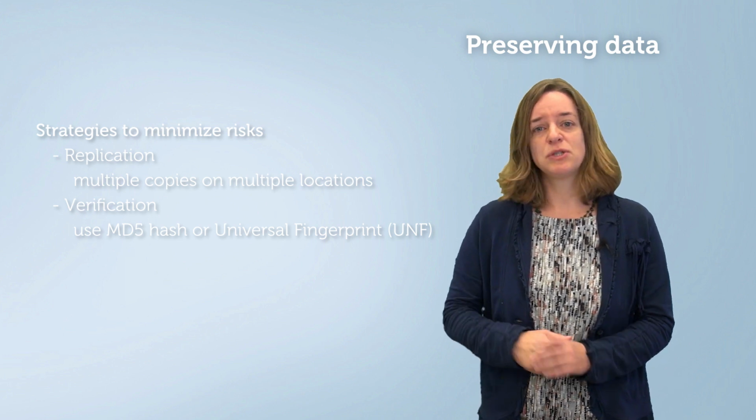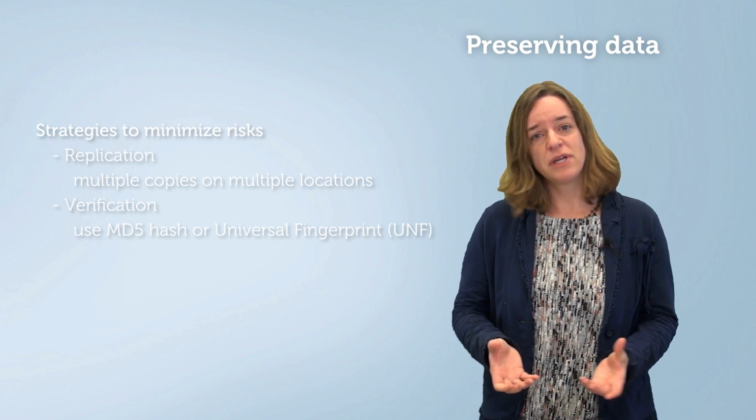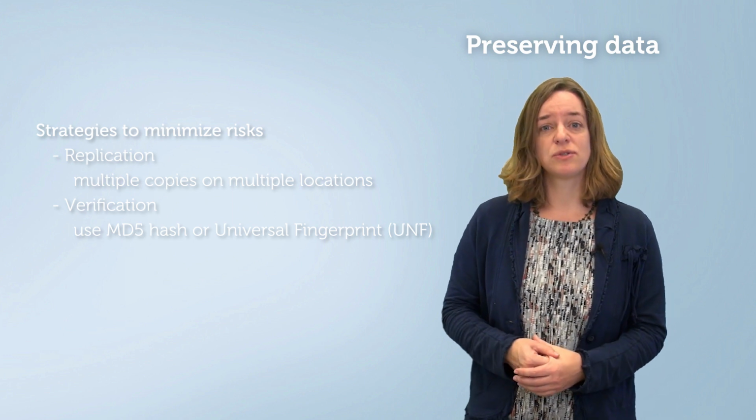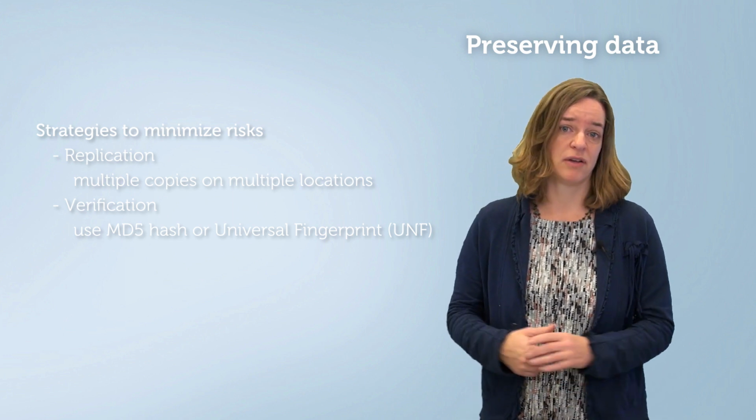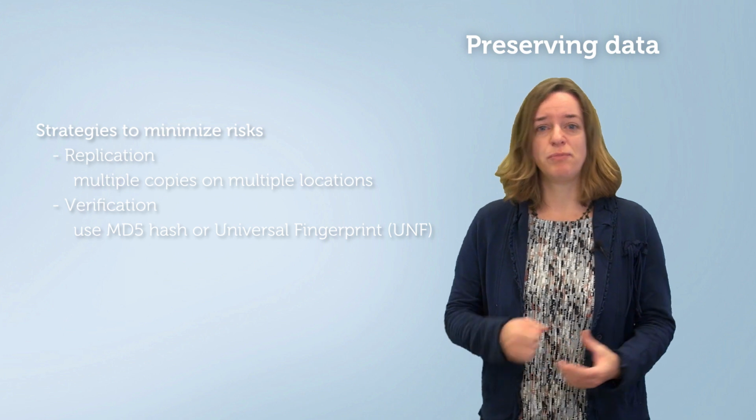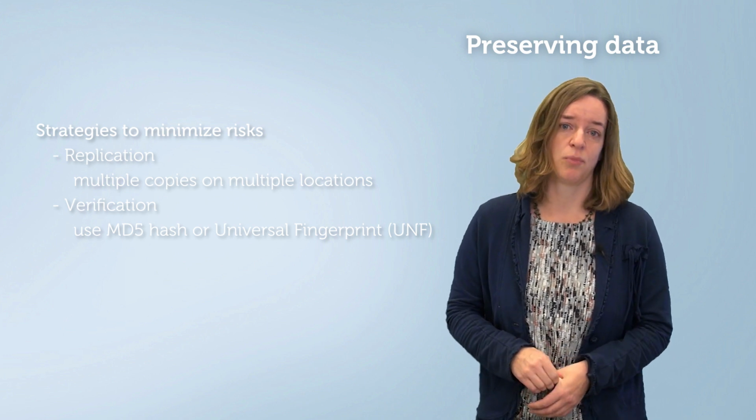So in your data management plan, you can say, every year I will check all of my replicates with my verifier to see if the verifier is the same, and if not, I will replace the faulty copy with a copy that was still good.